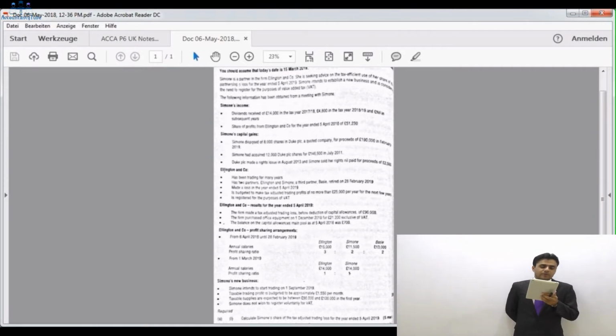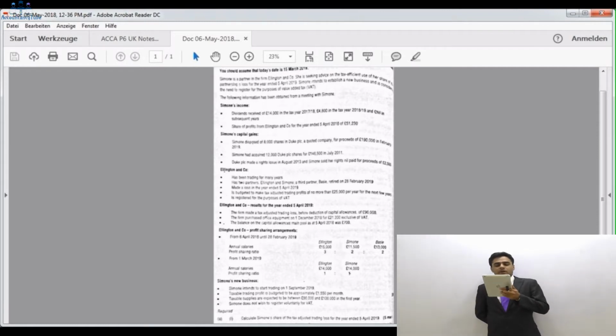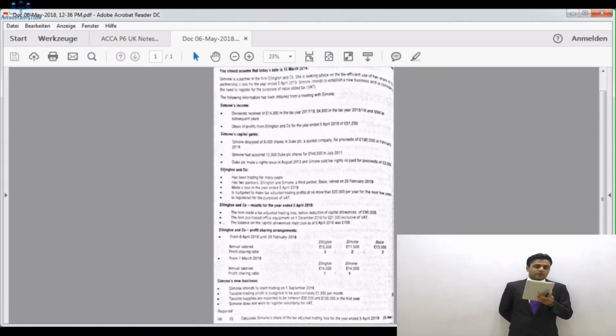So Simon's a partner in the firm Ellington & Company. She's seeking advice on tax efficient use of a share of the partnership's loss for the year ended 5th of April 2019. Simon intends to establish a new business and is considering whether he needs to register for VAT. We're not concerned about that. The following information has been obtained from a meeting with Simon. As now, Simon's income is £14,000. Dividends, we're not concerned about that. And we're not concerned about her capital gain structure.